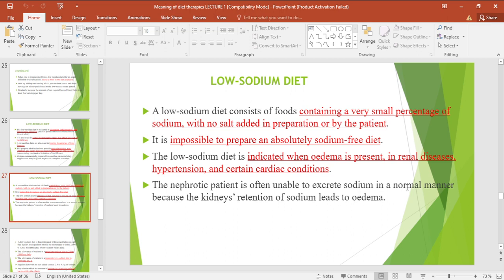And then we also have the low sodium diet. This one consists of foods containing a very small percentage of sodium with no salt added in preparation or by the patient. It is impossible to prepare an absolutely sodium-free diet. The low sodium diet is indicated when edema is present, in renal diseases, hypertension, and in certain cardiac conditions. A nephrotic patient is often unable to excrete sodium in normal manners because the kidney's retention of sodium leads to edema.